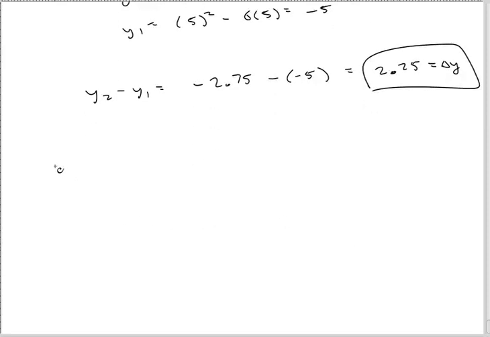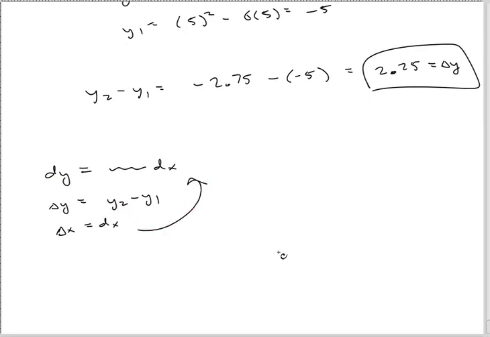So let's give some formulas. dy is equal to blah, blah, blah dx. Delta y is equal to y2 minus y1, and delta x is equal to dx, which we can plug in up there later. So this is the only calculus that you're doing. Everything else is just manual geometry, algebra, whatever you want to call it.